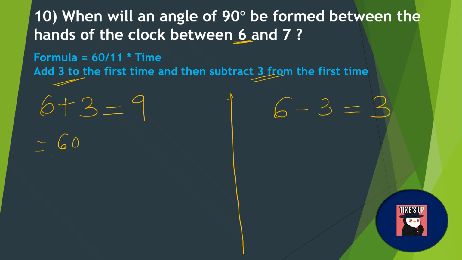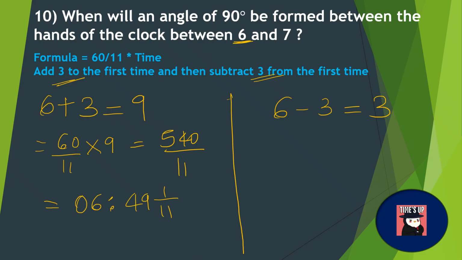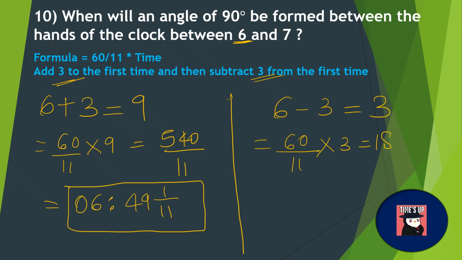So it will be 60 divided by 11 into 9. It will give you 540 divided by 11. That comes to 6 hours, then 49 1 by 11 minutes. Then if you solve this, it is 60 divided by 11 into 3. That gives you 180 divided by 11. 180 divided by 11 is 6 hours 16 4 by 11 minutes.